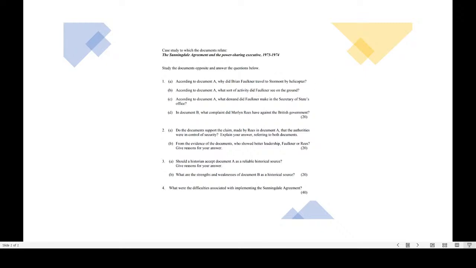What's really important, I'm going to highlight here in all of our first 3 questions: according to the document. Explain your answer referring to both documents. From the evidence of the documents. Give reasons for your answer. You need to refer to the documents that are given to you in every single question, and that's what I'm really going to emphasize to you guys now. And then finally, we have our contextualization question, which is a mini essay that's worth 40 marks.